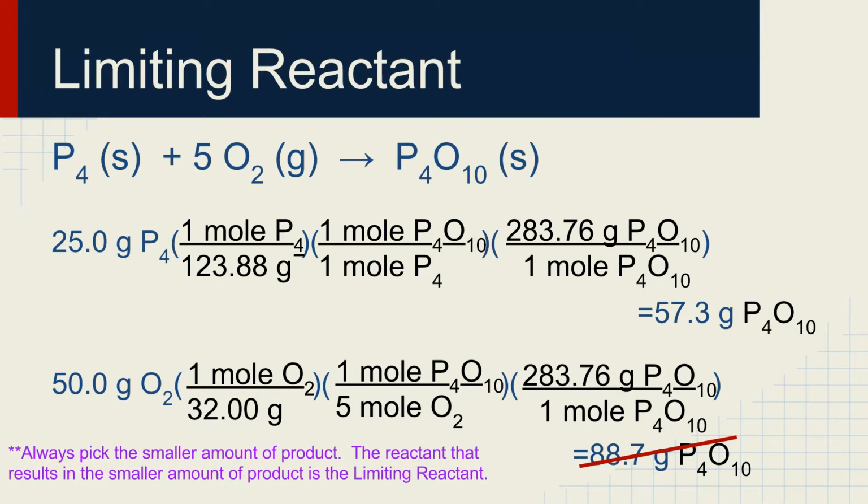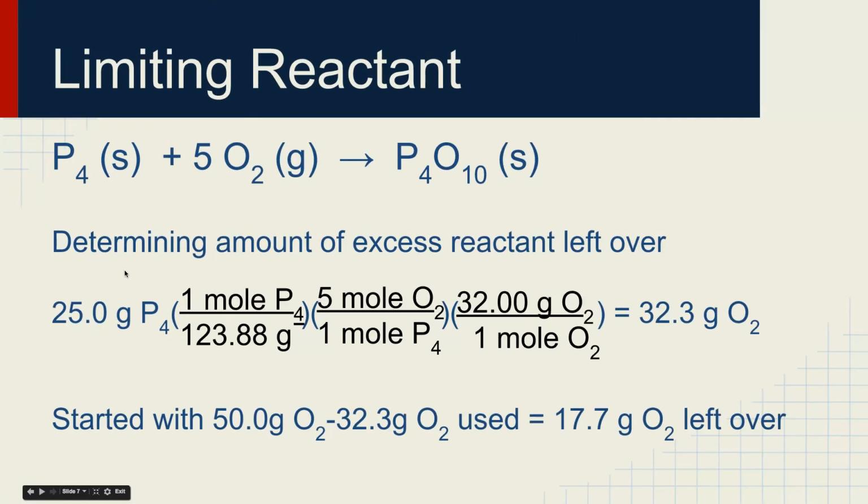Remember, the original question was, what mass of tetraphosphorus digoxide will we form? And the limiting reactant is the substance that resulted in that smaller mass. So in this case, our limiting reactant is the 25 grams of phosphorus. All right, and there's one other question you might be asked about with a limiting reactant problem. You might be asked to determine the amount of the excess reactant left over.